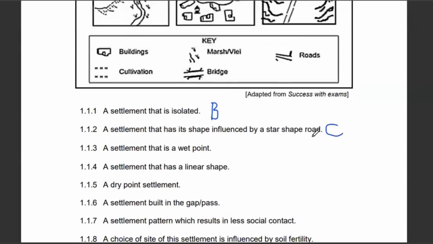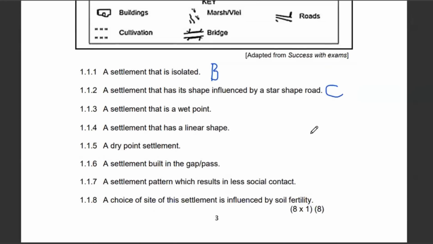The next question, question number 1.13, says a settlement that is a wet point. A wet point settlement, I will try to quickly explain. A wet point settlement is a settlement that is established for the need to access water. Like we are saying, we are staying in arid regions, for example in the desert, where water is a scarce resource. We establish settlements at a point where we can easily access water because water is a scarce resource. That is a wet point settlement.